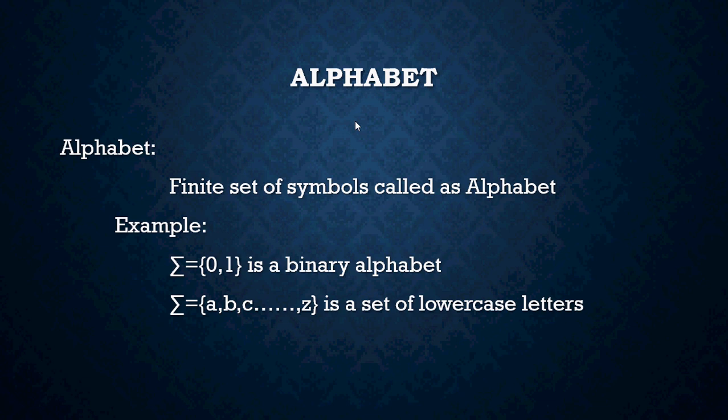A set of alphabets will be denoted by a mathematical symbol called sigma. In this case, sigma has 0 and 1. So, we have two alphabets, 0 and 1. This is called a binary alphabet. And sigma can also be a set of alphabets spanning from A to Z. All these are called lowercase alphabets. We also have capital case alphabets.